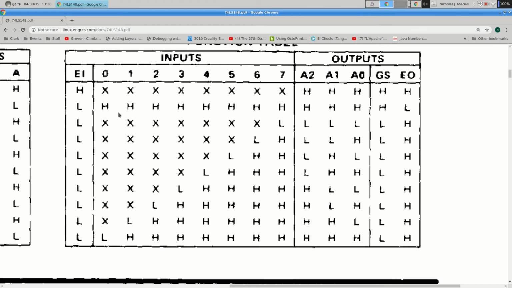But if none of your inputs on the first chip are active, EO will be low, and your second chip will be enabled and will decode its inputs. So it lets you extend this. And that's a typical application for things where you have both input and output like this. It lets you put them together.